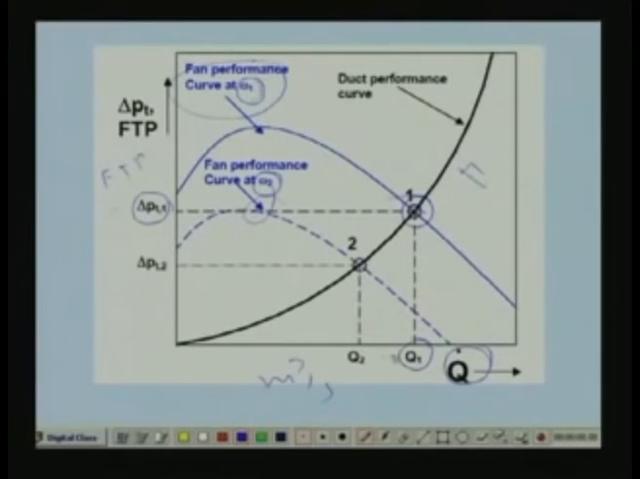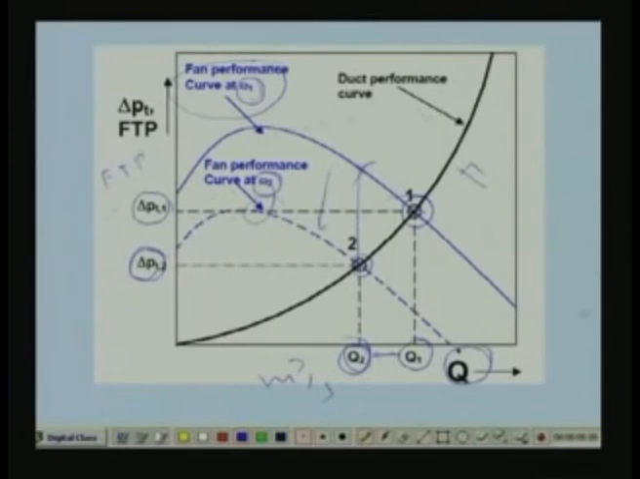Let us say that now we have to reduce the air flow rate, and if the air flow rate is reduced to Q2, at the reduced air flow rate you find that the total pressure loss of the duct is reduced, that is delta PT2. However, if you do not change the fan, you find that the fan total pressure is higher than this. So, if you want to balance the system again, you may have to reduce the speed of the fan, so that you get a new fan performance curve such that when they intersect, the flow rate will be q dot 2 and the total pressure loss is equal to the fan total pressure obtained by the fan.